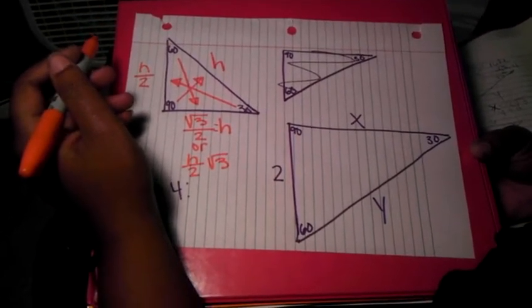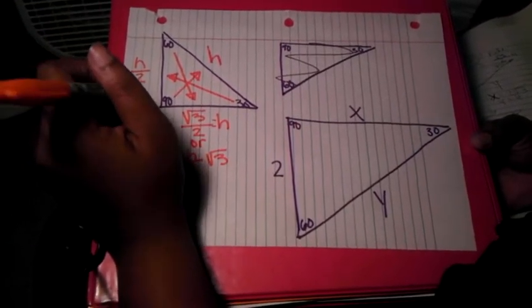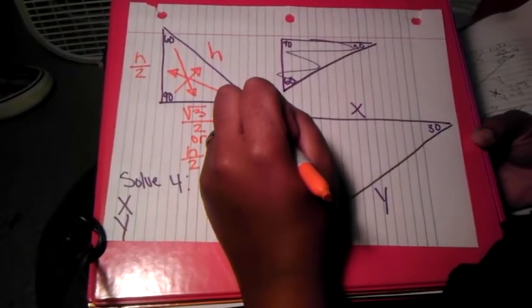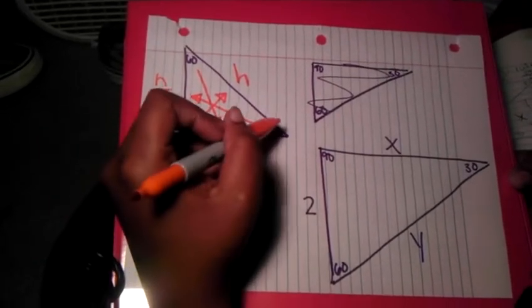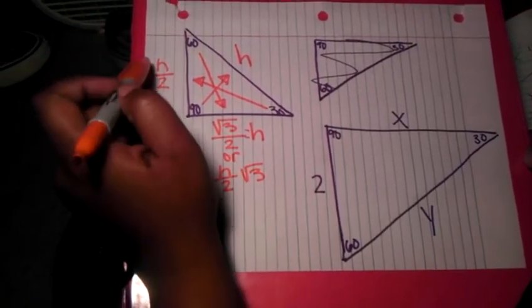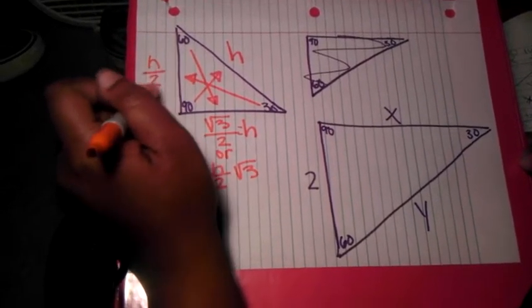And then to know how to solve for each of the two other sides, you have to know that across from the 30 degree is your shortest side. And if that's your shortest side, then to solve for that, it will be the value of your hypotenuse, which is H, divided by 2.